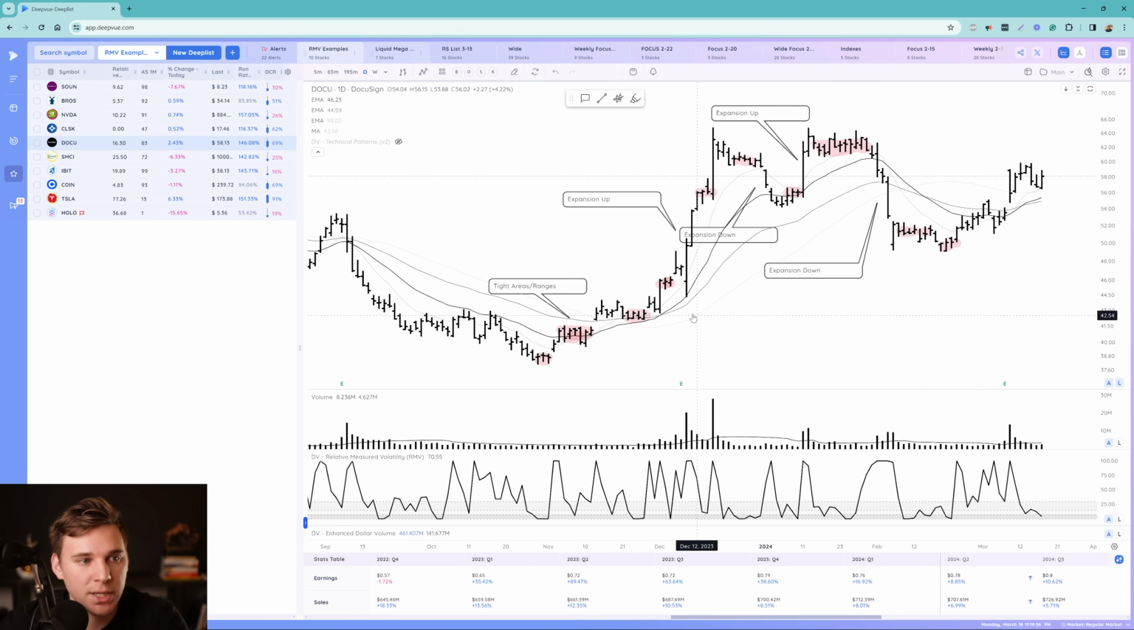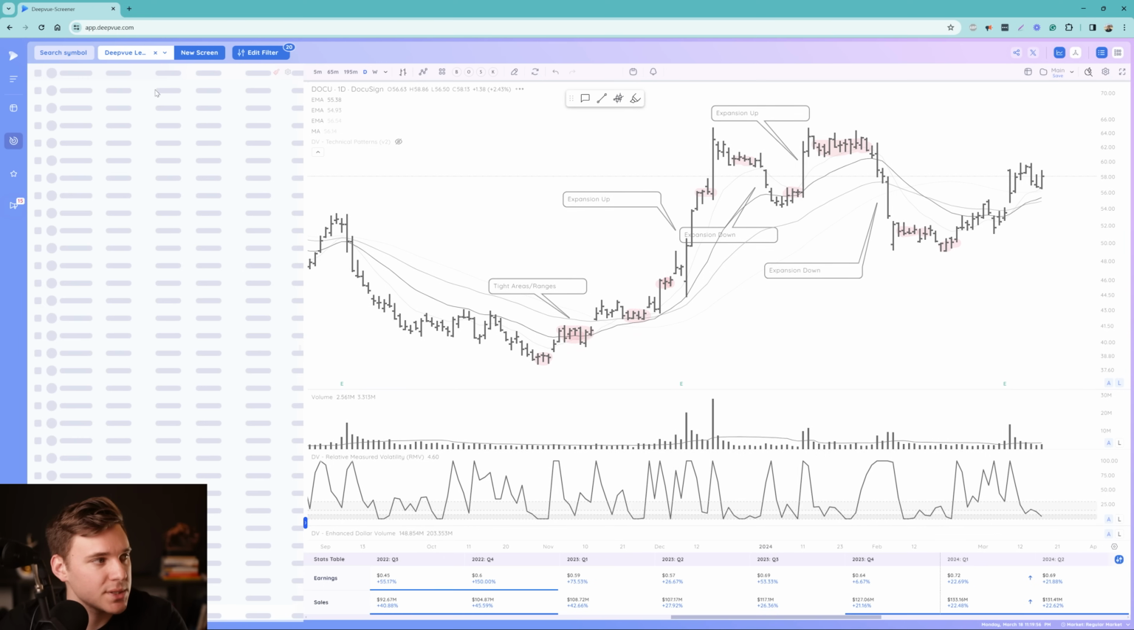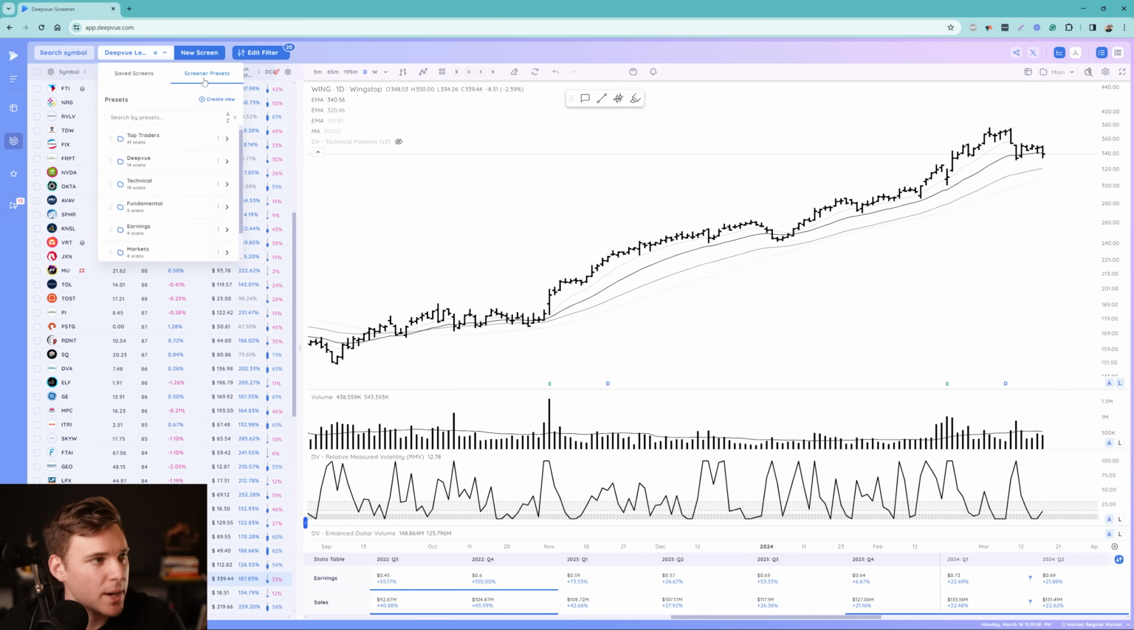But I do want to mention how this can help your screening and routine process to help identify areas like this in real time. So in DeepView, we have some presets created using RMV in screens that look for stocks with low RMV. And if you want to find those, let's go over to the screener. The drop-down menu is screener presets. What you want to do is go over to DeepView and go over here and scroll down. And we've got two main ones, power and tightening and tight range. I prefer the tight range one.